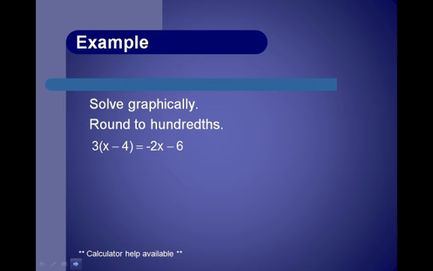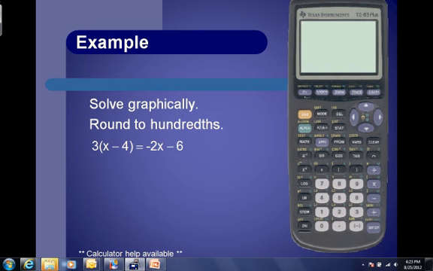Let's practice on our calculator. To do this, first you're going to come up here to the y equals button, which is the top left-hand corner, and we're going to let the left side of our equation be y1. So we can just type in 3, parentheses. Your x is up here, second button, second row, second column, x minus 4. Then we can go down to y2. y2 is going to be the right side of your equation, negative 2x minus 6.